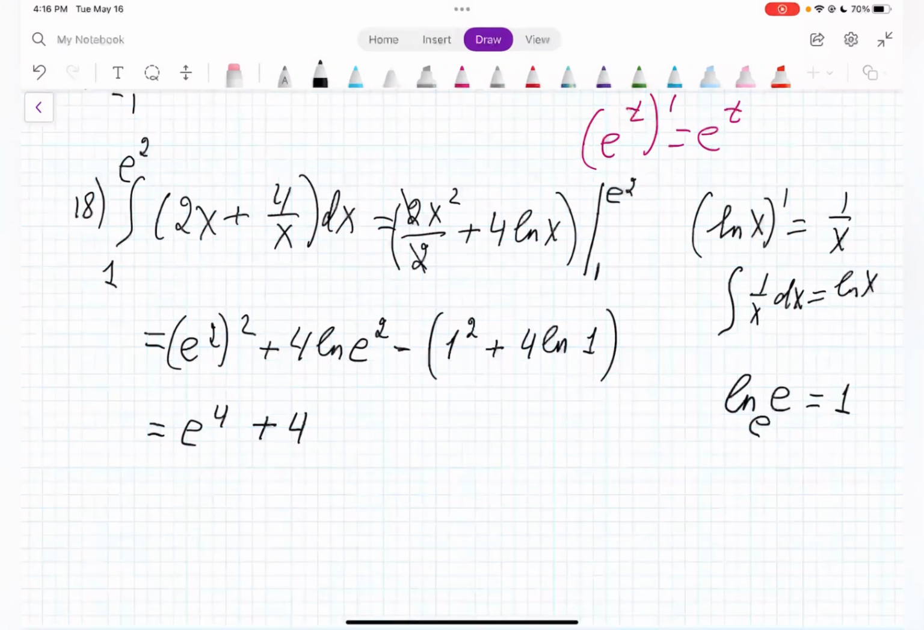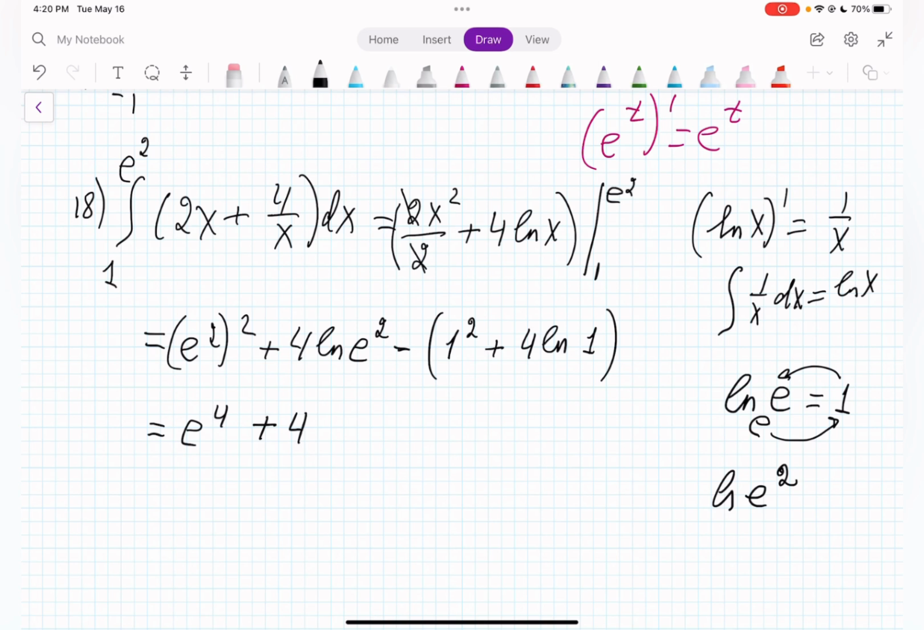Because base is e. So e to power 1, we get e. Now what if we have e squared? Just like our case. Logarithm e squared. And so for natural logarithm, base is e, right? That means we need to raise to power 2, right? To get e to power 2. Which means we are going to get 4 times 2.